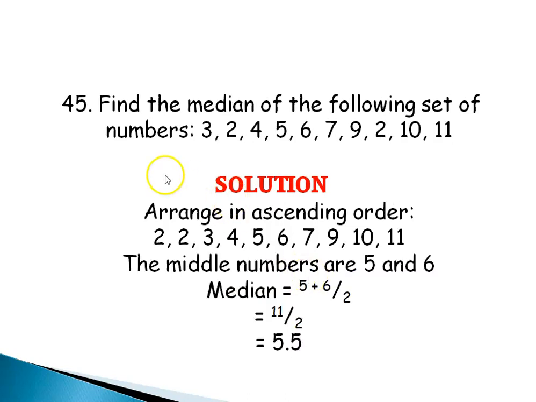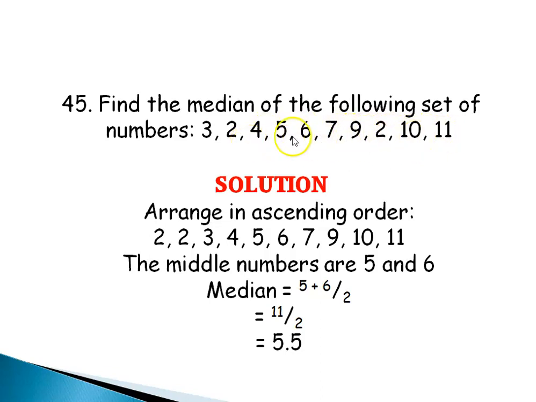The next question, 45. Find the median of the following set of numbers. You have 3, 2, 4, 5, 6, 7, 9, 2, 10, 11. Okay, for us to find the median, the first thing is to arrange your numbers in either ascending order or descending order, whichever way, but make sure you have arranged them accordingly. And then you look for the middle number. So how many numbers do we have? 1, 2, 3, 4, 5, 6, 7, 8, 9, 10.